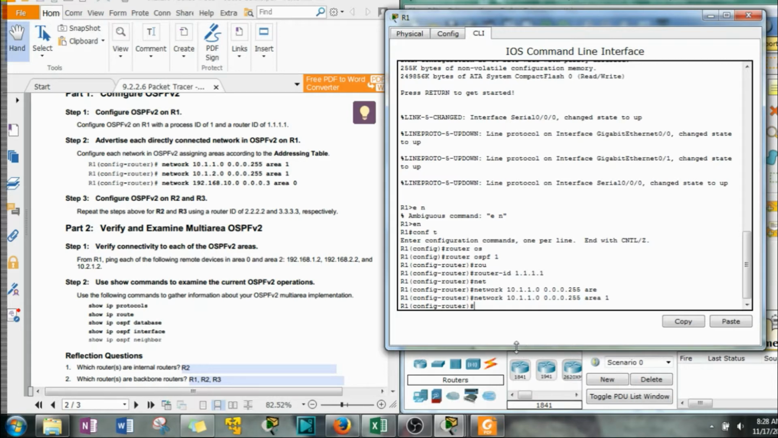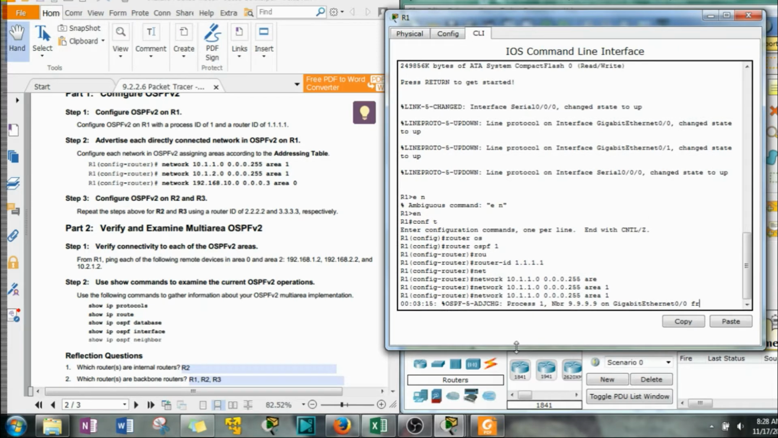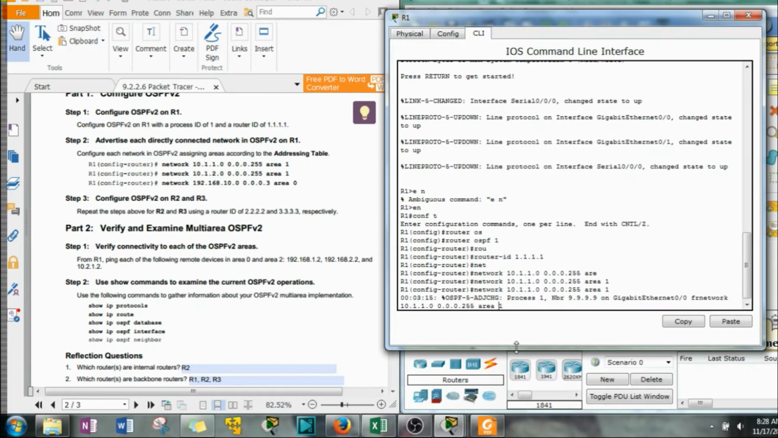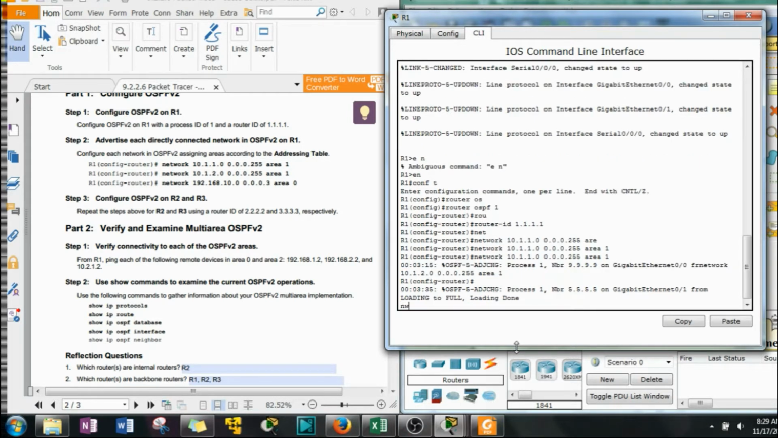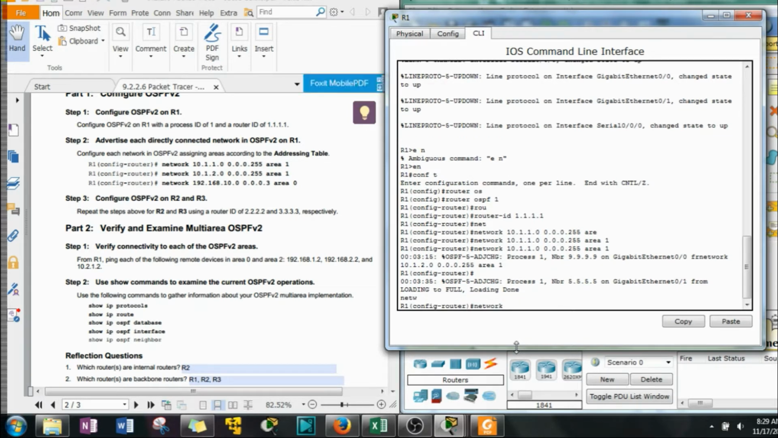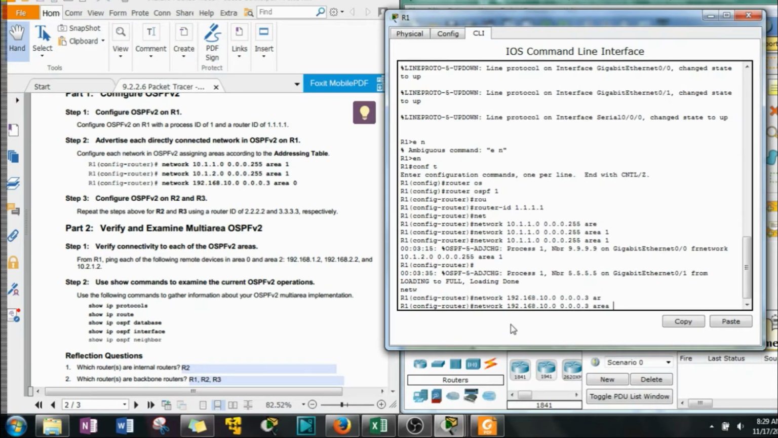Next, let's do an up arrow and change this to a 2: 10.1.2.0, 0.0.0.255, the same area 1. Let's do another one of these. Network 192.168.10.0, and then we're going to give the 0.0.0.3 wildcard because it's going to be a /30 for the subnet mask. Area 0.